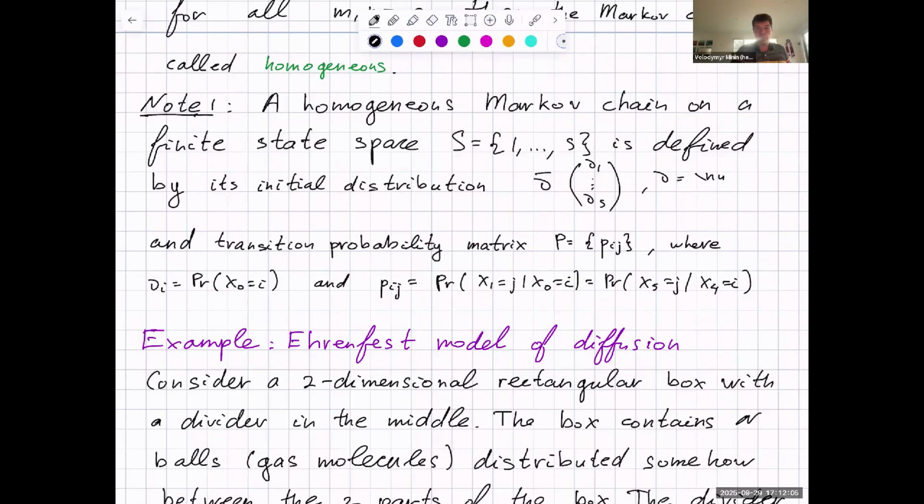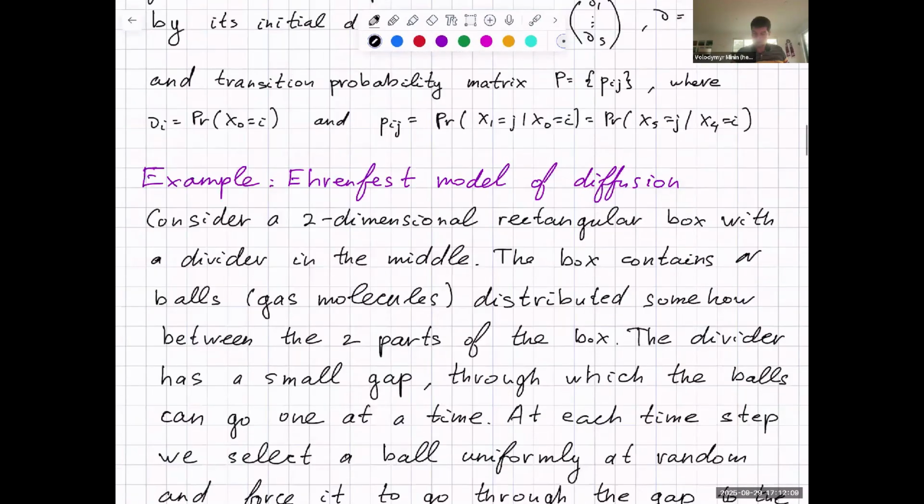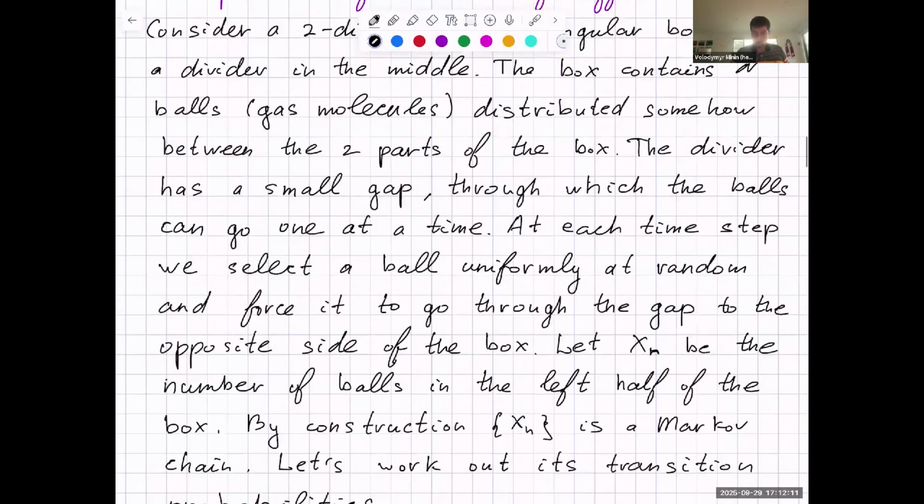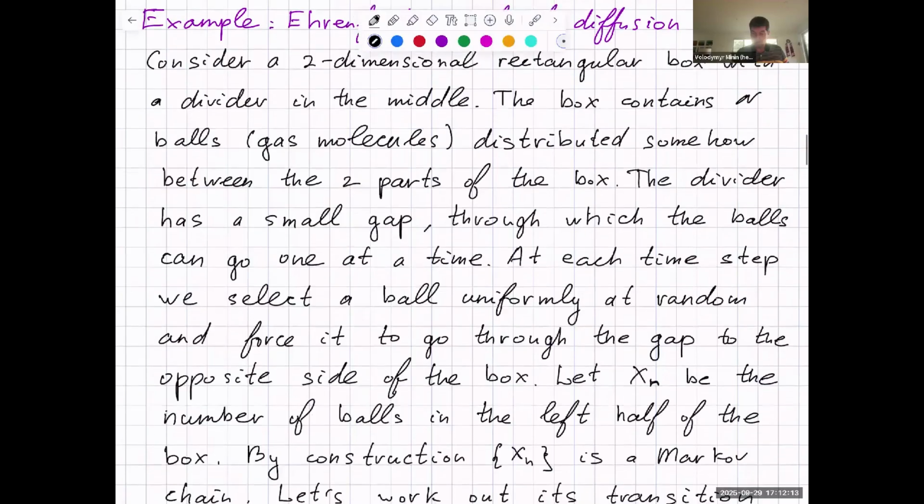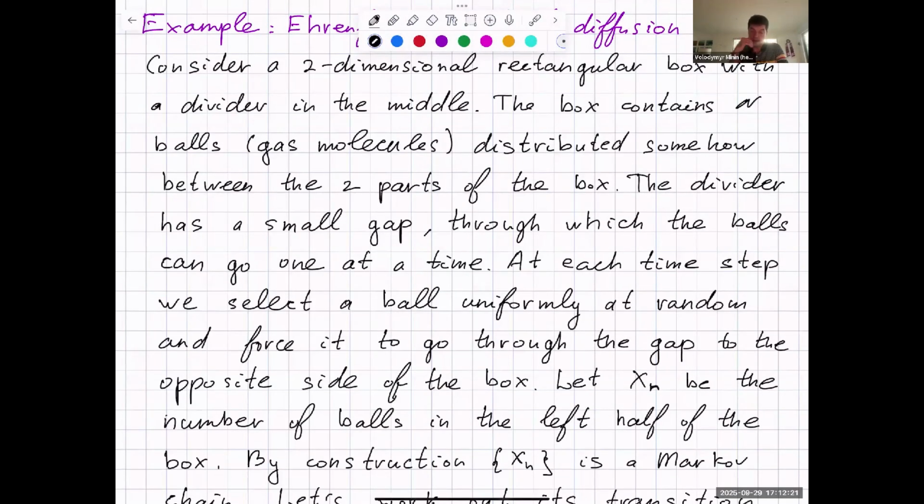So let's look at an example. There's a lot of words here, so I wrote it out in advance. I'll let you read it with me. We have a rectangular box, and I'll have a picture in a second. Unfortunately, it doesn't fit on the same screen with the text.